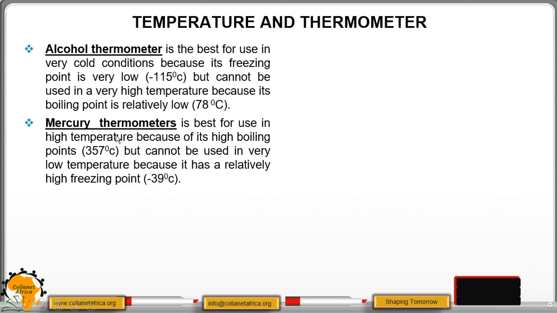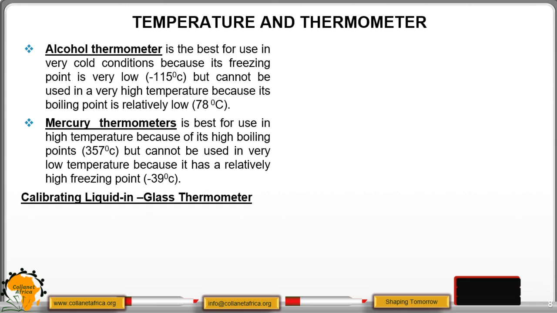We have mercury thermometers. These ones are best for use in high temperatures. This is because they have a high boiling point at 357 degrees Celsius. But if you have extremely low temperatures, you cannot use mercury thermometers because they have a high freezing point at negative 39 degrees Celsius.